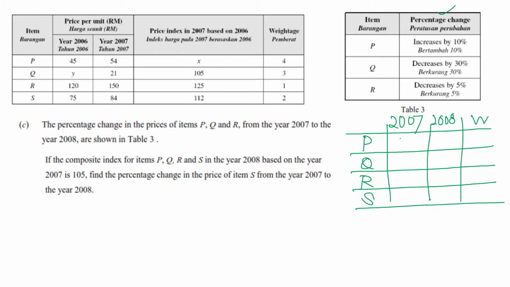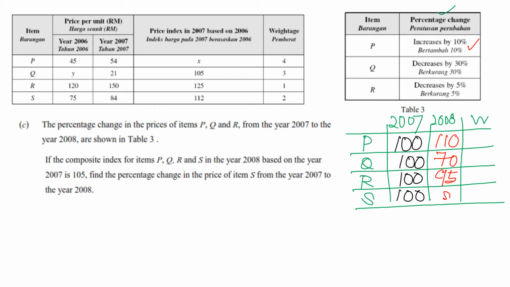For 2007, remember, is the base, so the base is always 100. Then what happened here? Item P increased 10%. So from 100 increase 10%, your price index should be 110. For Q it decreased 30%, meaning that from 100 you take away 30, you get 70. For R it decreases 5%, so 100 take away 5%, you have 95 for the price index. And for S, we do not know, so you may represent it with S, or any letter that you like.